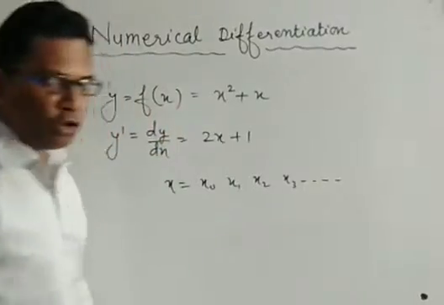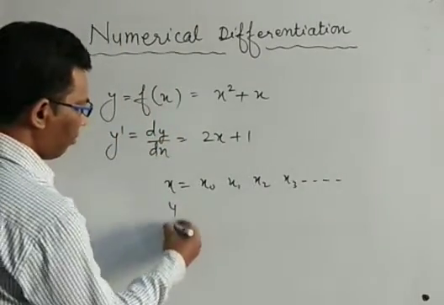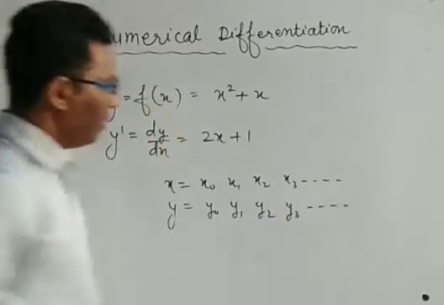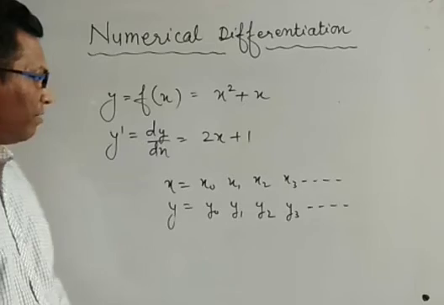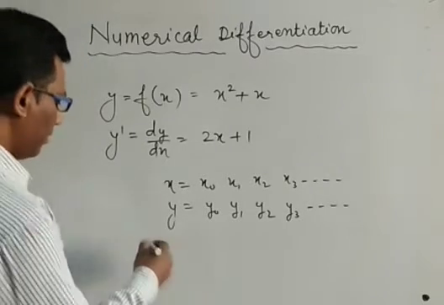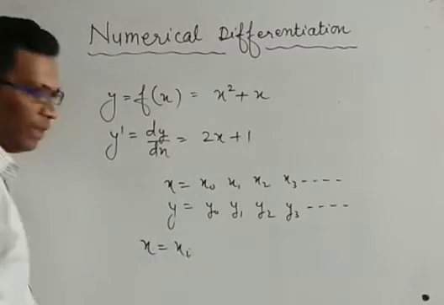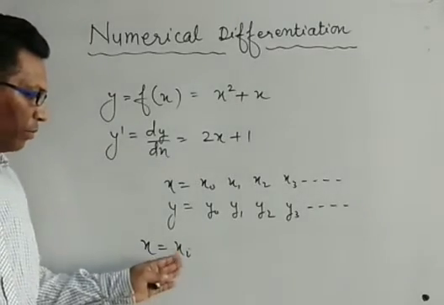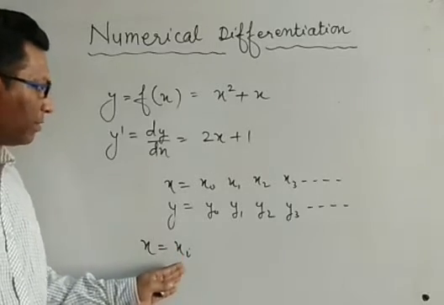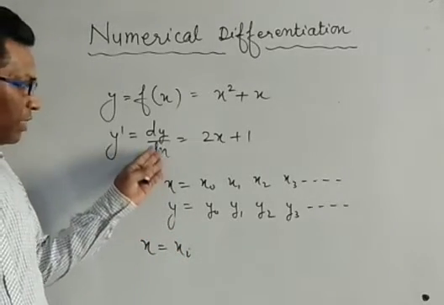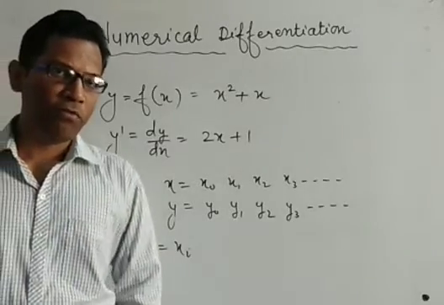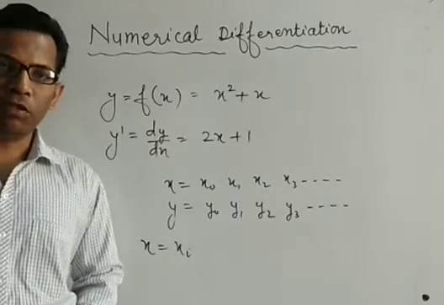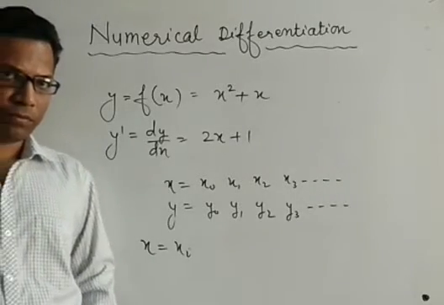and so on, and the corresponding value of y equals to y0, y1, y2, y3 and so on. And if you have to find the derivatives for a particular value of x, suppose x equal to xi, then we can use the interpolation formula to find the first and second differentiation at the particular value of x. To find the derivatives we have to use interpolation formula, which is following.